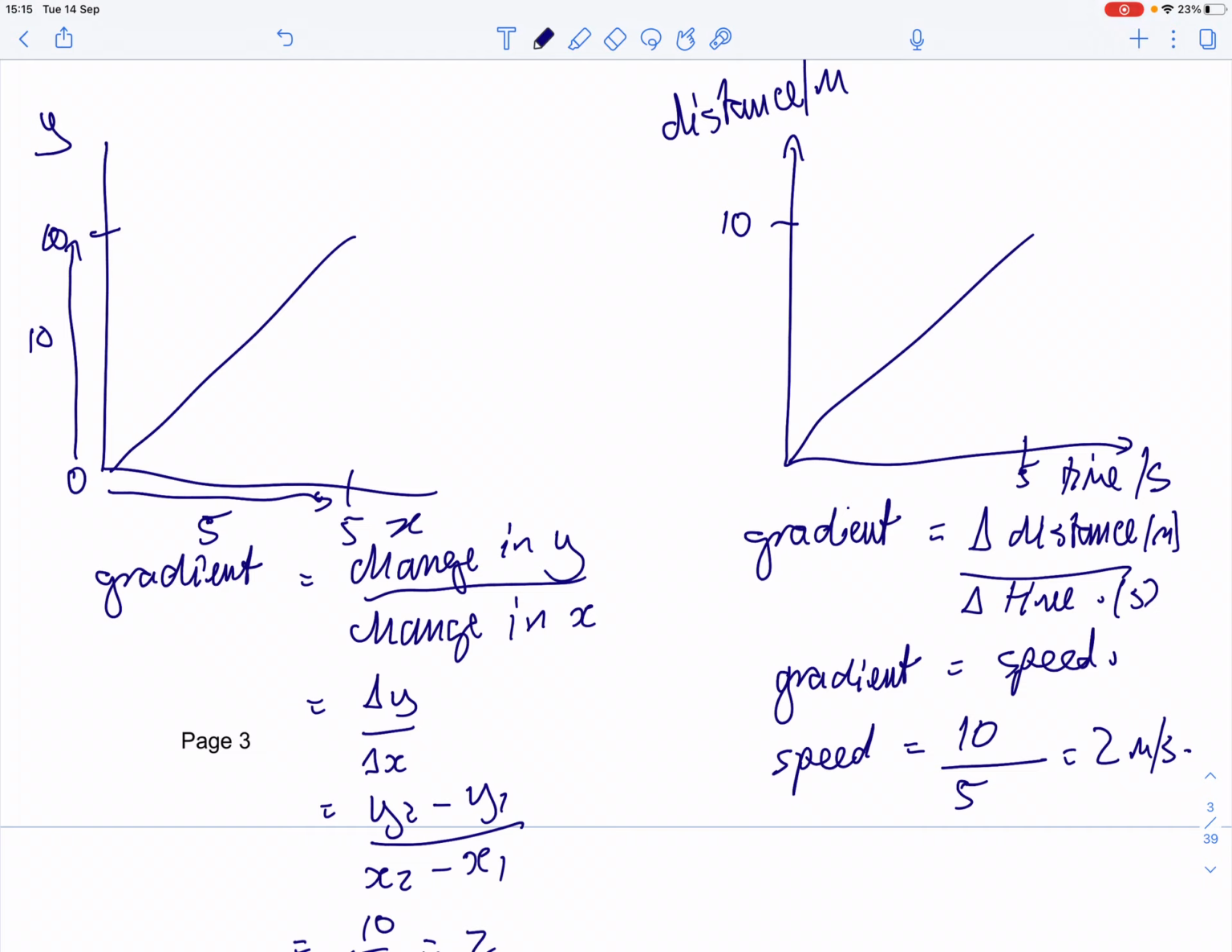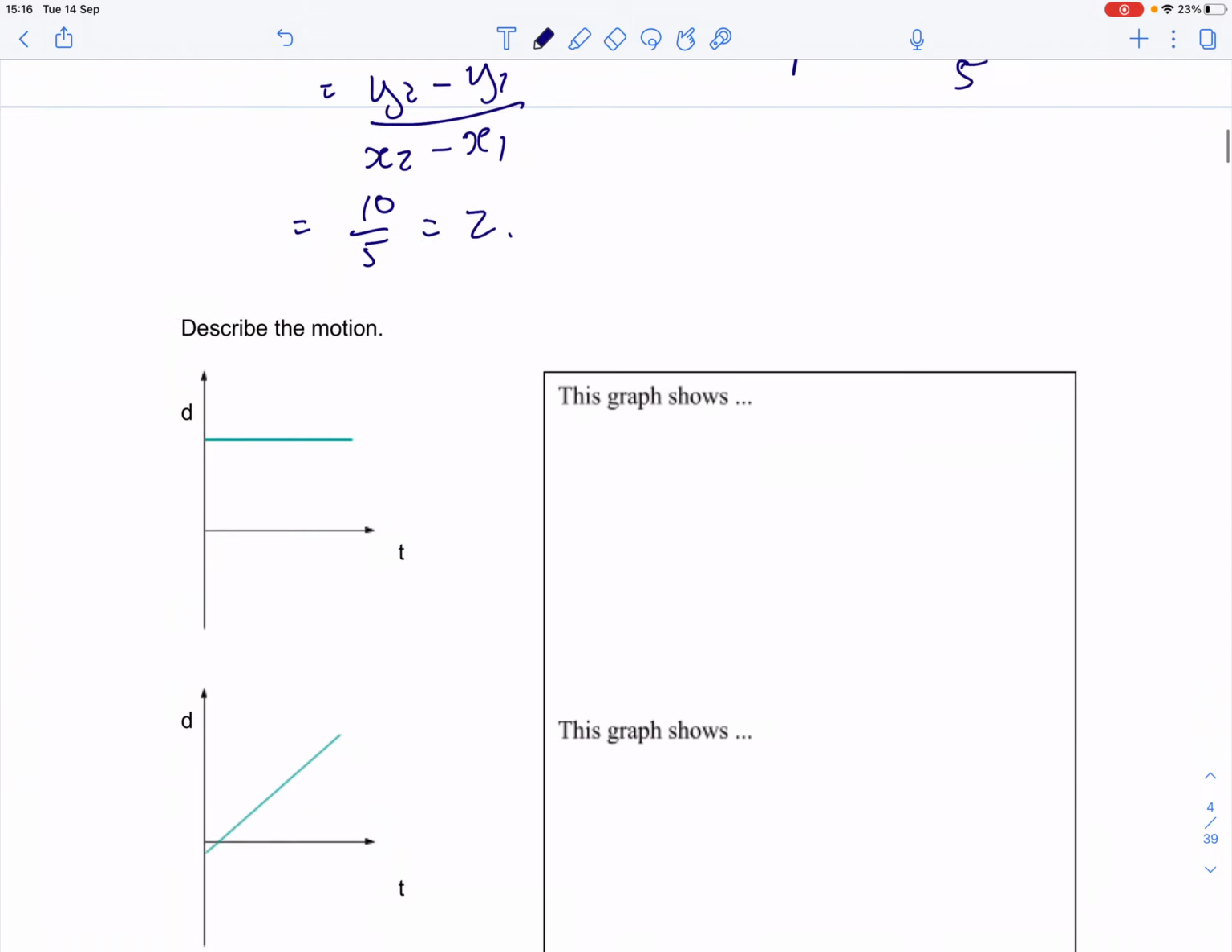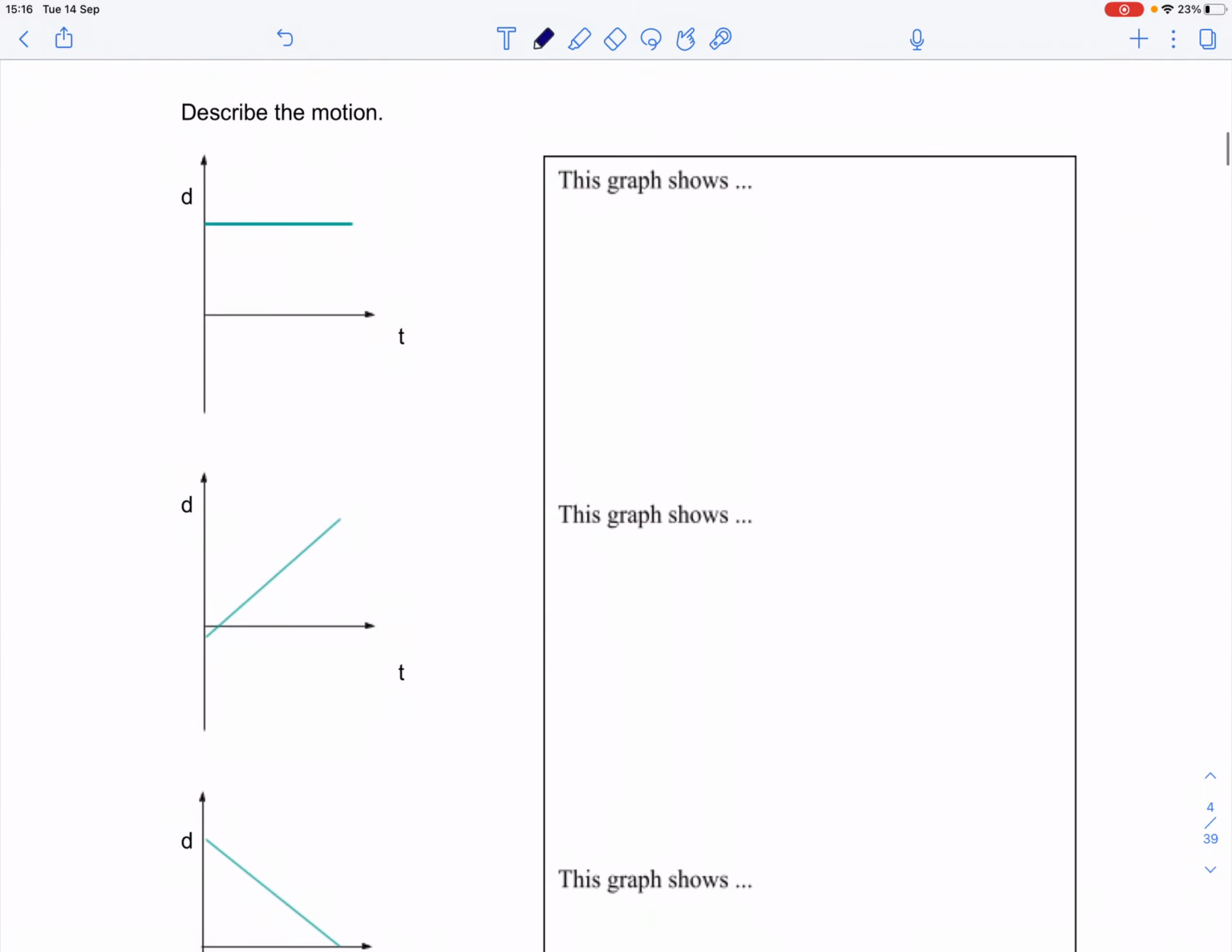Okay, so what we've learned from that is the gradient of a distance time graph is equal to the speed of the object. If it's a straight line, it's equal to the speed all the way through. But this object could be moving at different speeds all the way through, going very, very fast and then stopping. As long as it gets to the same point at the same time, and there's actually a nearly infinite speed there, look, it will have the same average speed. Okay, good. So let's just recap that with these.